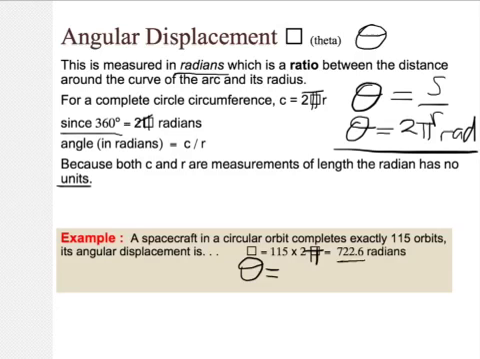722.6 radians. Now we could convert that into degrees simply by multiplying it by the ratio 360 over 2 pi, and that will give us, you should get, 41,400 degrees.